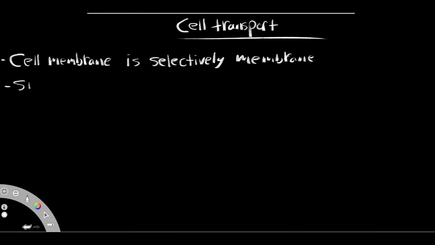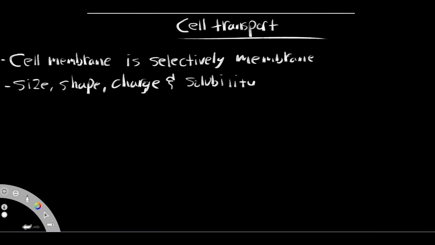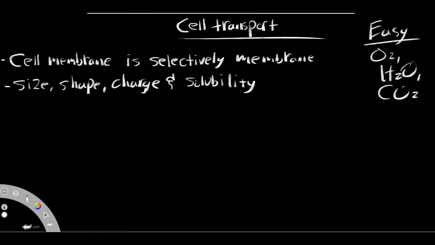What can help determine if something can actually go through? Well, size is a big one. Shape is another. Charge is another. And solubility is another, so how well it dissolves within that medium. So what are some easy compounds or molecules that can go through? Well, oxygen is a very easy one. It can cross the cell membrane pretty easily. H2O is another. And CO2 is another one, carbon dioxide.